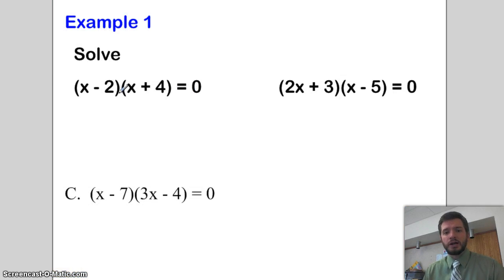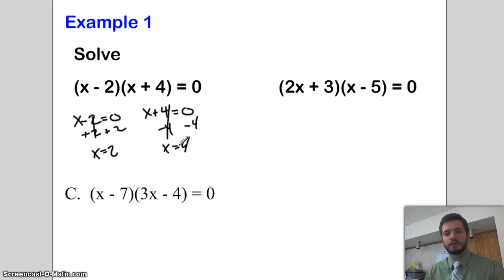So you see we've got a couple different factors here. These are already factored for us. How convenient. So you have x minus 2 times x plus 4 equals 0. We take each one and set it equal to 0, making two different equations. Then we add 2 over, so x equals 2. Subtract 4, x equals negative 4. There you go.